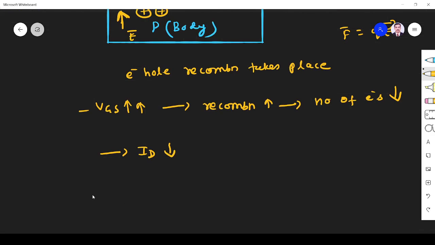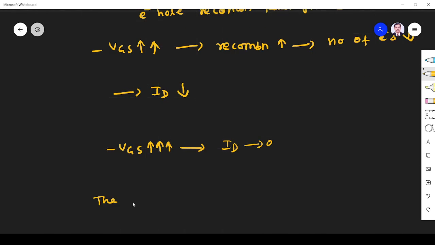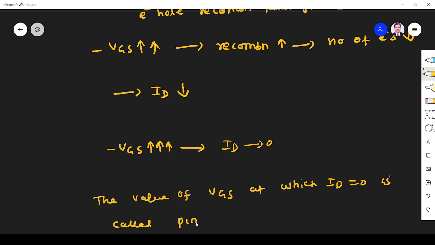Let me take this as for small VGS. If my VGS is increased further, what will happen? At one point, ID will become 0. The value of VGS at which ID becomes 0 is called the pinch-off voltage. This is a very, very important point.